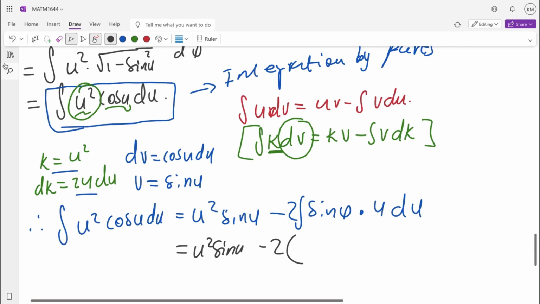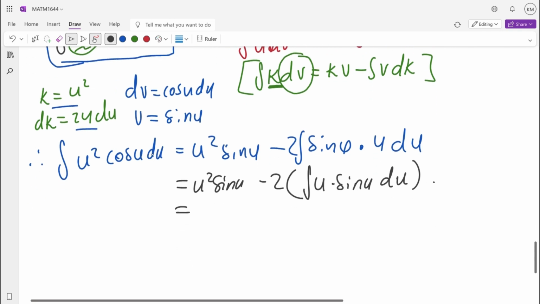So let's do it again now. So we're trying to integrate u. I'm just rewriting what I had initially in a more arranged order. So now we can integrate, say, u square sine u, then minus 2 into, using integration by parts again to solve the integral of u sine u du.